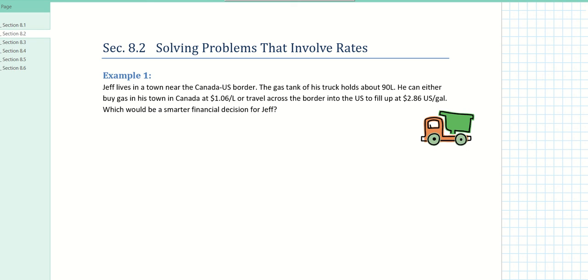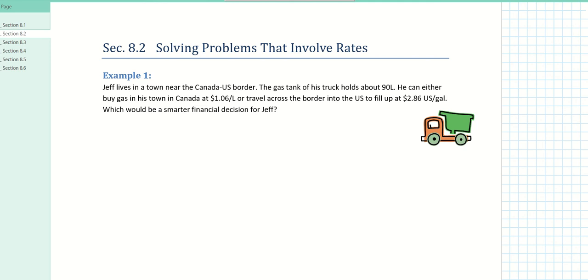So example number 1 says Jeff lives in a town near the Canada-US border. The gas tank in his truck holds 90 liters. He can either buy gas in town in Canada at $1.06 per liter, or travel across the border to the US and fill up at $2.86 US, that's US dollars per gallon. Which would be the smarter financial decision for Jeff?